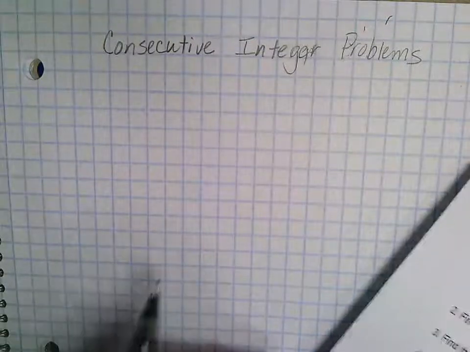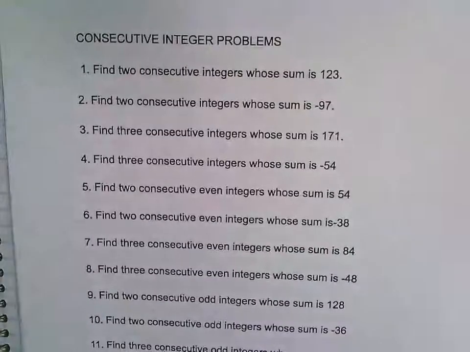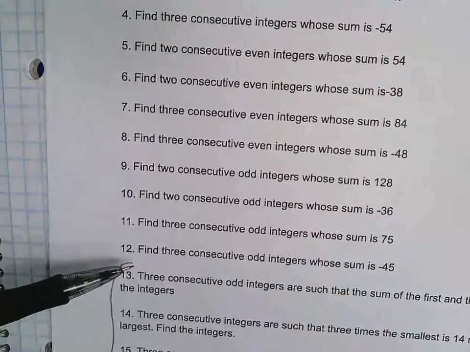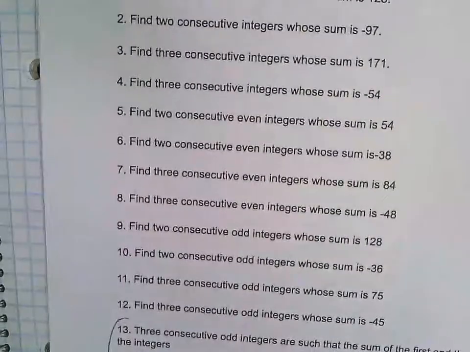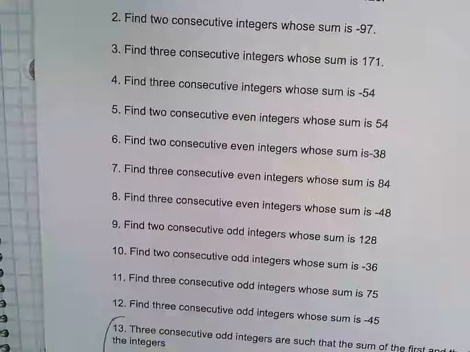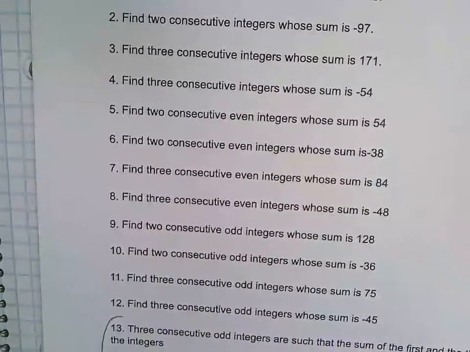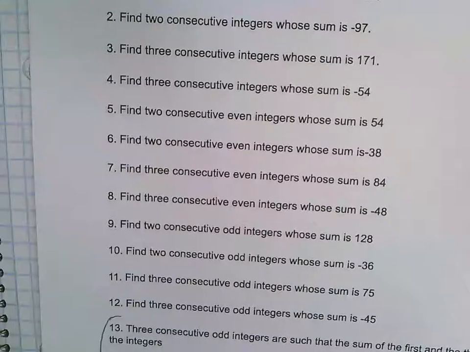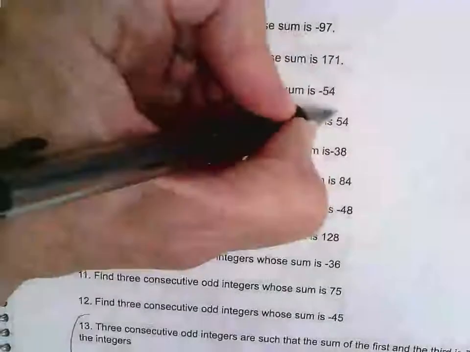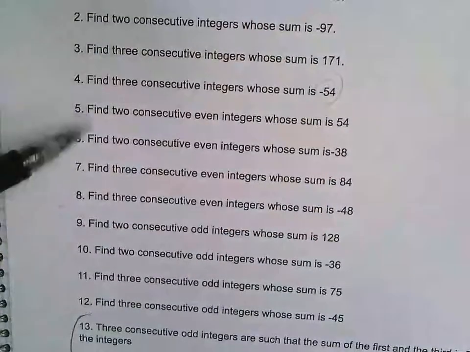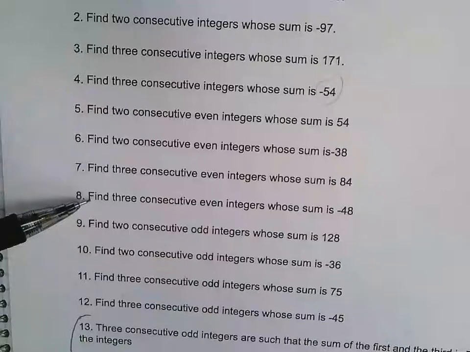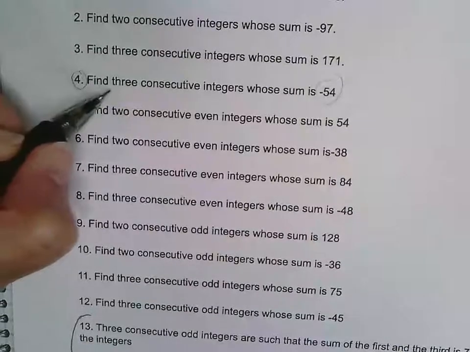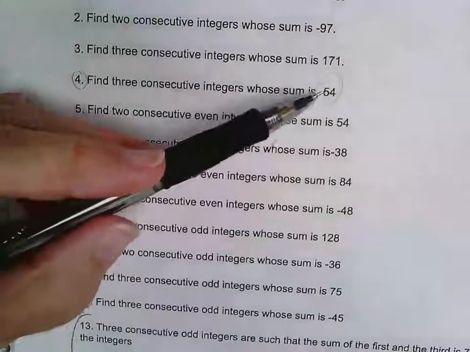Consecutive integer problems. You have a sheet with 17 problems on it. You need to do the first 12. So what I'm going to do is 2 sample problems on here, and I'm going to choose some of them that have the negatives, because I think those are going to be the ones that are more challenging for you. I'm going to choose number 4, 3 consecutive integers whose sum is negative 54.